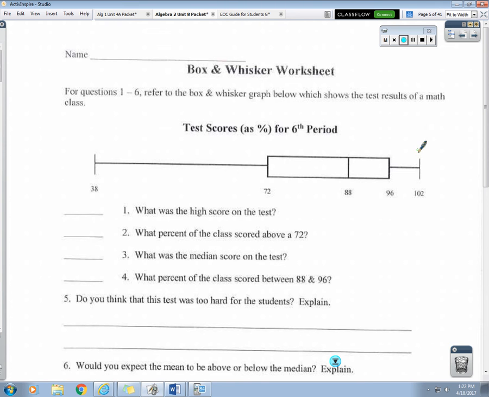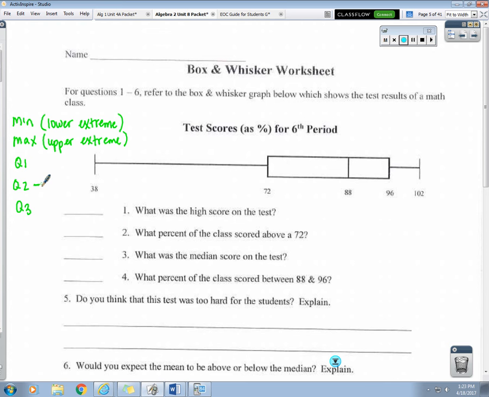Now let's talk about some things that you need to know about a box and whisker plot. It is made up of a 5-number summary. That's minimum, maximum, quartile 1, quartile 2, and quartile 3. It's called a 5-number summary because these are 5 numbers. Sometimes the minimum is also known as the lower extreme, and the maximum is known as the upper extreme.